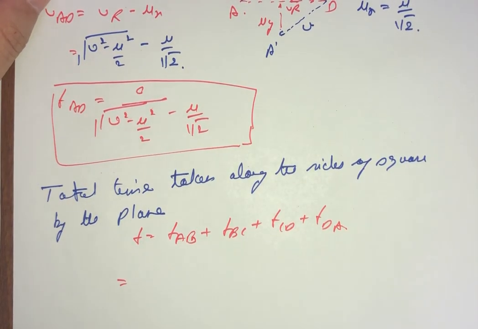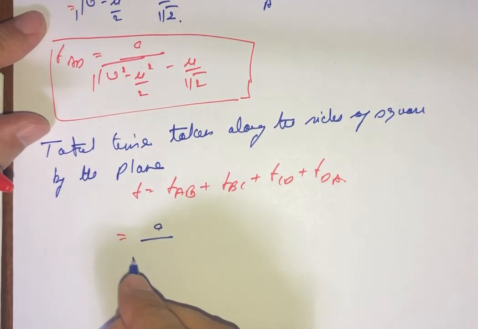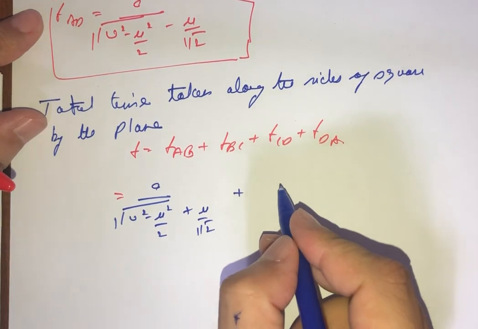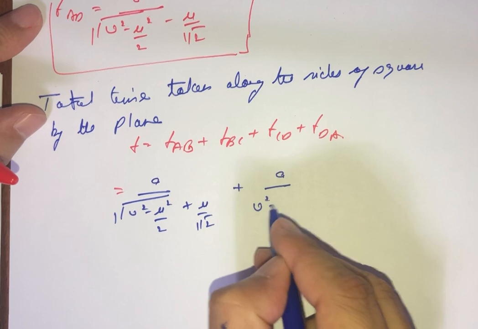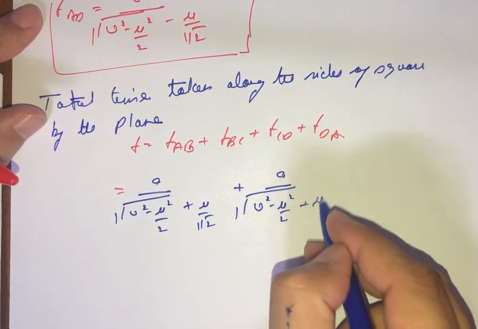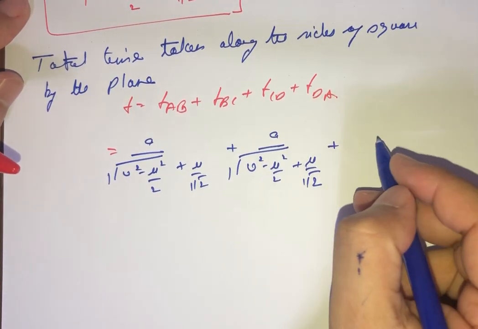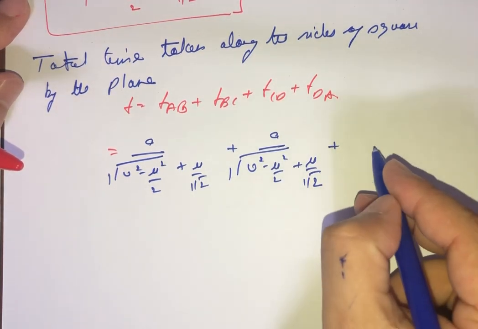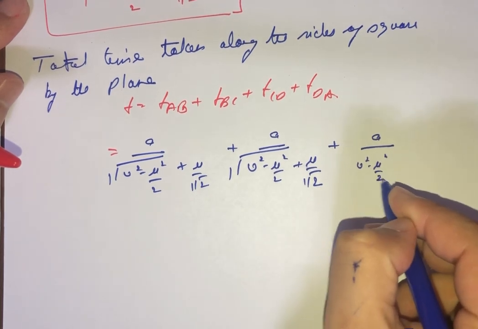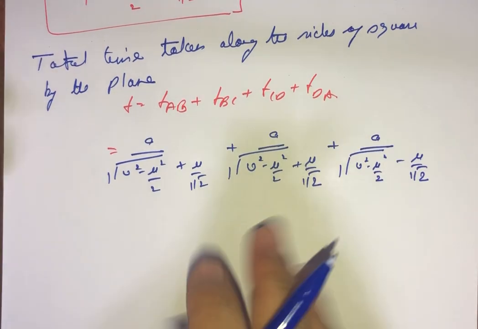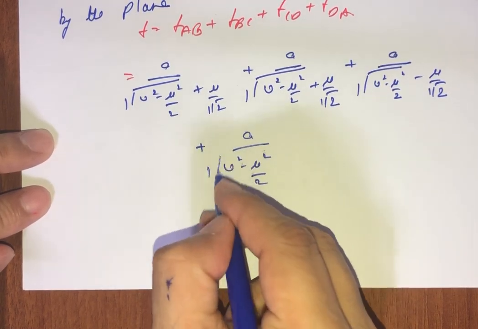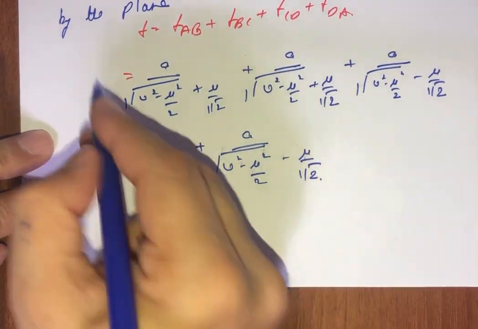And TAB, we found out, was equal to A divided by square root of (v square minus u square divided by 2) plus u by root 2, plus TBC was given as A divided by square root of (v square minus u square divided by 2) plus u divided by root 2, and plus TCD, which we calculated here, that is A divided by square root of (v square minus u square divided by 2) minus u by square root of 2, and finally TDA is given as A divided by square root of (v square minus u square divided by 2) minus u divided by square root of 2.